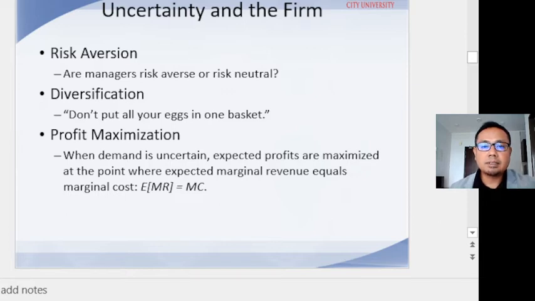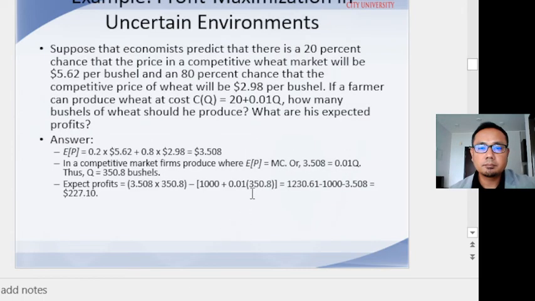While our analysis of profit maximization under uncertainty is far from exhaustive, it points out that much of our previous analysis can be easily extended to deal with uncertainty. In fact, these extensions are an important topic in more advanced courses in economics. So this is an example of profit maximization in an uncertain environment.